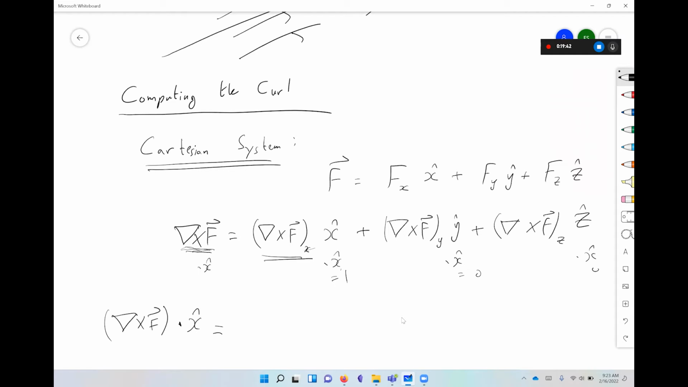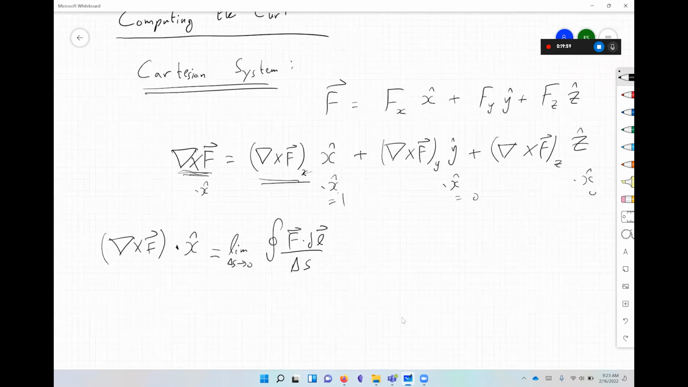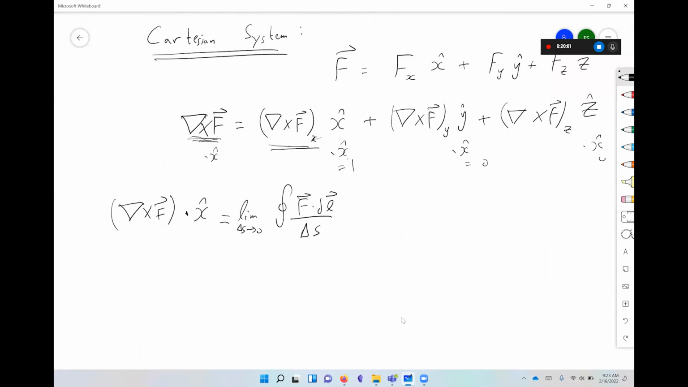We already defined this, right? This is just the integral, of course, in the limit as delta s goes to zero. Sometimes I ignore the limit and assume delta s is small: the integral of F dot dl over delta s. Now this is an infinitesimal area. I can take it to be anything, so I take it to be the easiest thing I could think of, which is just a square, an infinitesimal square.